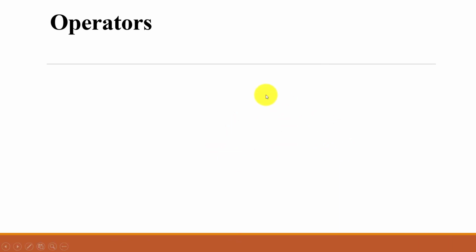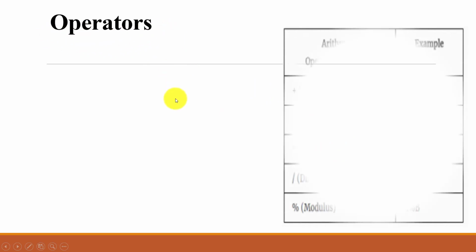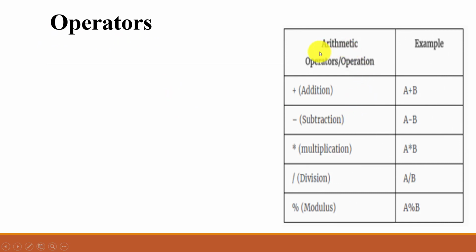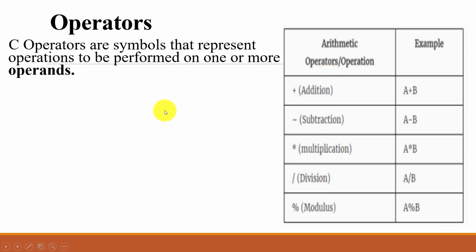Before understanding the types of operators, let's first understand what is meant by an operator. You can see in this diagram there are some arithmetical operators which perform operations on values, like plus, minus, multiplication. These all become operators. Now what is the definition? Operators are symbols that represent the operations to be performed on one or more operands. These symbols perform some operation on the operands.